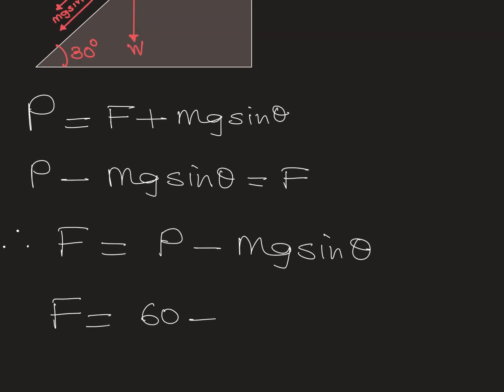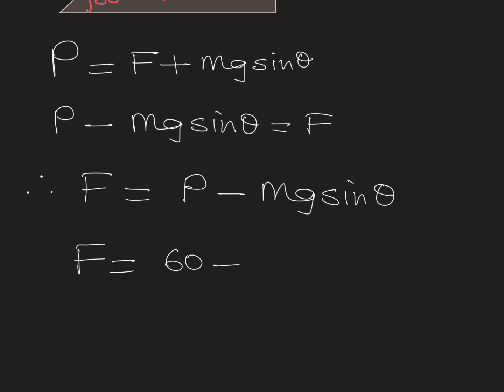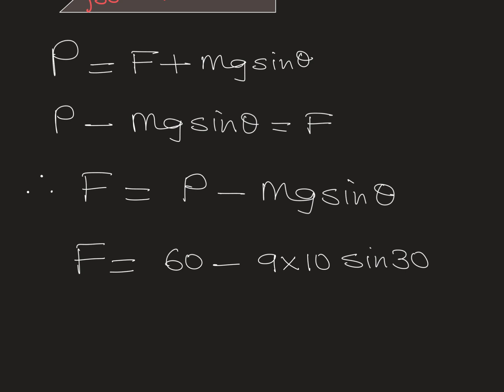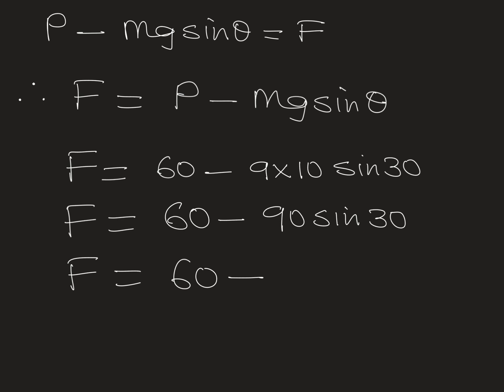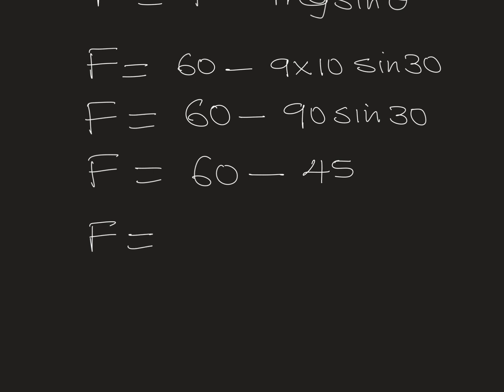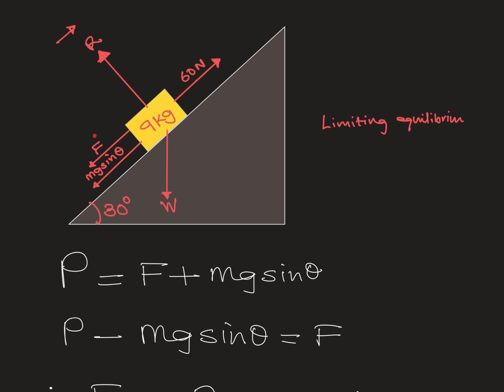So we'll say F is equal to the magnitude of P, the applied force, which is 60 newtons, minus the mass, 9 kilograms, times gravity, 10, and sine 30. So F is equal to 60 minus 90 sine 30. 90 sine 30 is 45. So the frictional force will be 15 newtons. So 15 newtons has to be applied in the opposite direction to the direction of motion so that motion can be prevented up the plane.